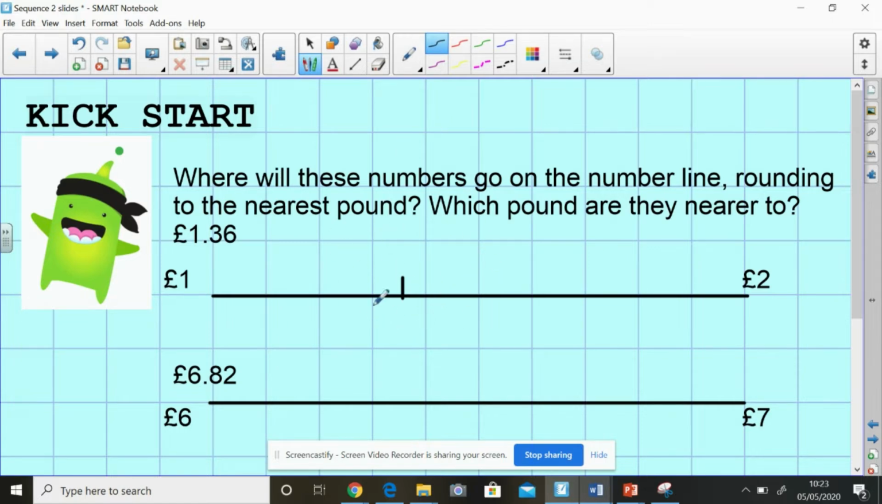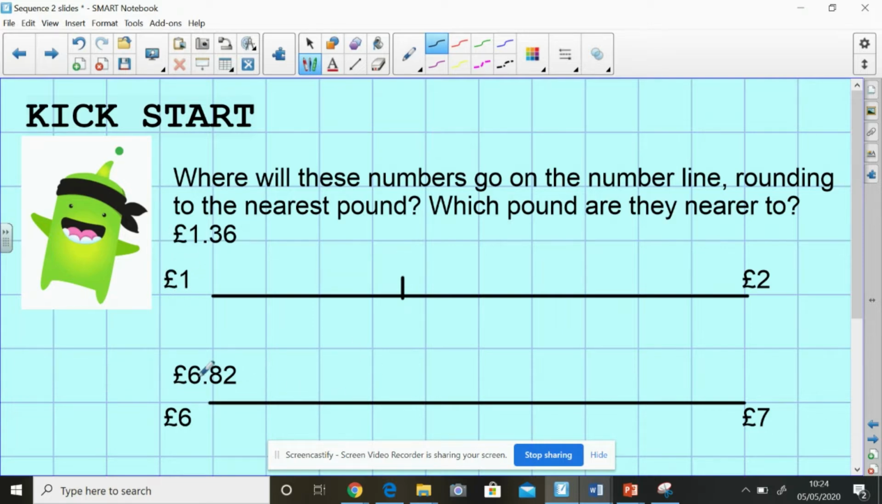Then we need to think, what could we round £1.36 to? We could round it to £1. And we know this because it is firstly closer to £1 on the number line, and secondly, from our decimals, we know that if you look at the tenths column, the number after the decimal place, it is 3, which is below 5, so that means we round it down to £1. So £1.36 can be rounded down to the nearest pound of £1.